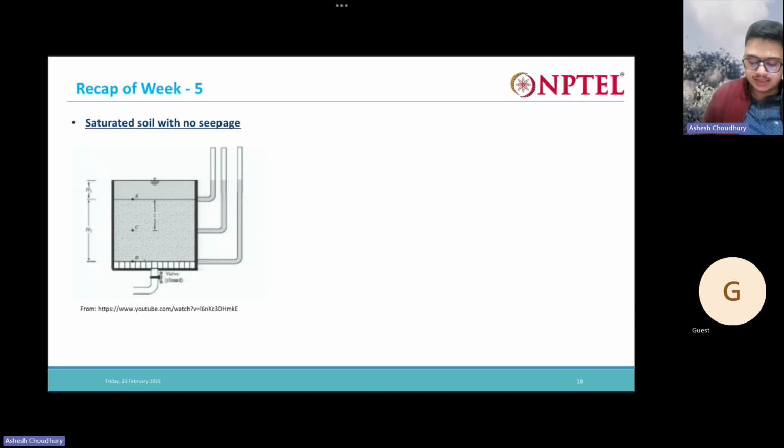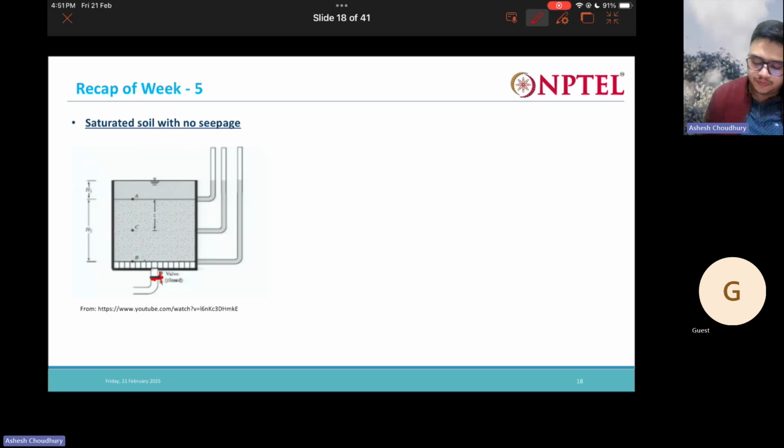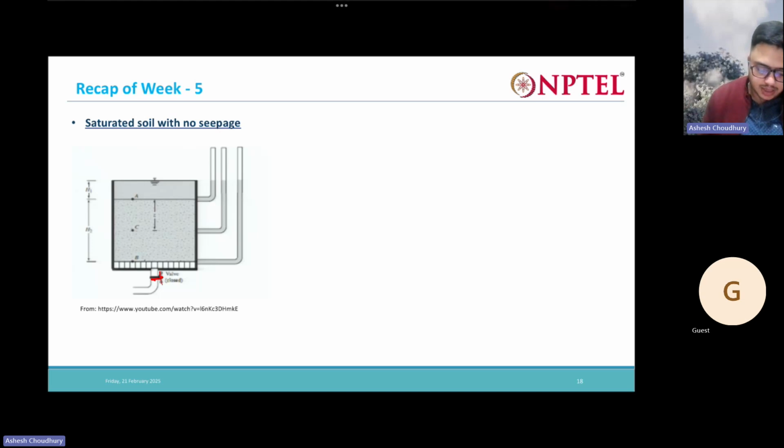Now, let us see the case of a saturated soil with no seepage. So this is the soil mass. The valve is closed here. You can see the water cannot flow out, so no seepage we are permitting. And the heads and all the things are given. So let us now write. First we will attempt to write the total stress at each point.